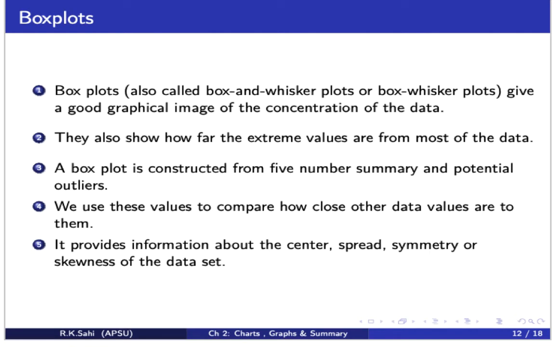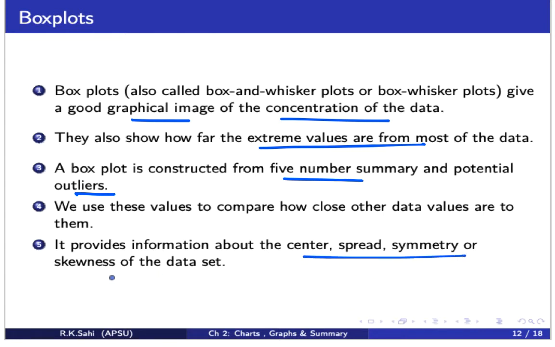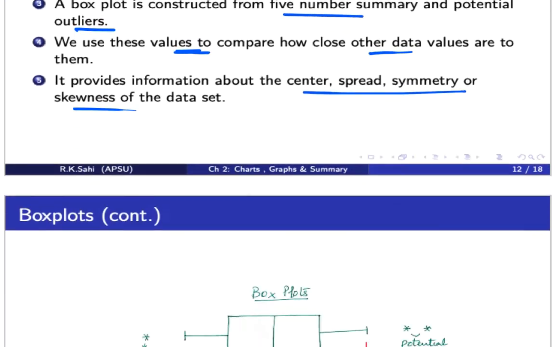Box plot, or box and whisker plot, whatever you want to call it, gives a good graphical image of the concentration of the data. It shows how far the extreme values are from the rest of the data set. It's made with the help of the 5-number summary and potential outliers, and also gives us an idea of the center, spread or skewness in the data set. Sometimes we also use it to compare different data sets, and to see how close other data values are to them. So many ways we can look at them. Let's look at a graphical image of a box plot.